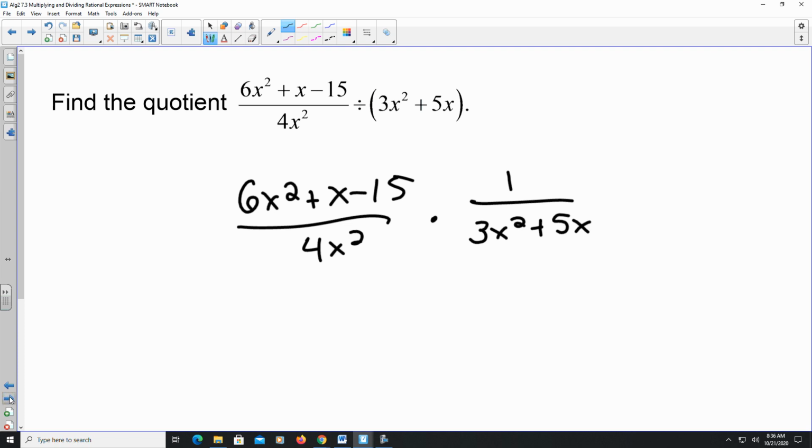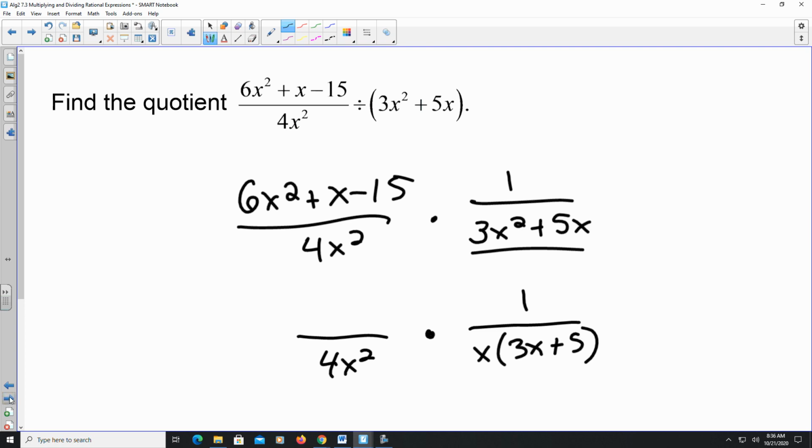Now, what I notice is this. This 6x squared plus x minus 15, that's a complex trinomial, all right? So what I believe is, let's try to factor out things that are easier to factor. So right now, 1 is going to remain the same and 4x squared is going to remain the same. It's easier to factor 3x squared plus 5x than it is 6x squared plus x minus 15. So when I look at that, I can factor out an x. So what's left in here is going to be 3x plus 5. All right. Why is that helpful?